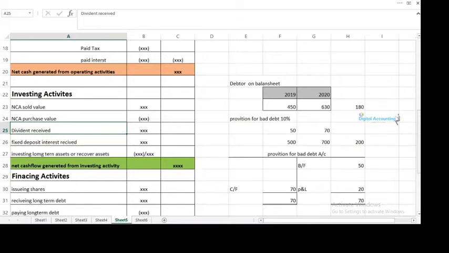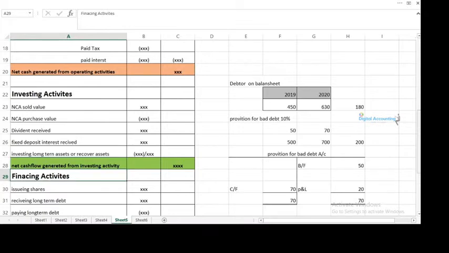The fixed deposit interest. Sometimes you may have more cash than your operations need in your financial position, right? You invest it in banks or some other financing companies, so they will give you interest. That interest is also considered an investing activity, right? Another is investing in long-term assets or recovering assets, any other long-term assets. That is also part of the investing activities. So after adjusting this, you will get the net cash from investing activity. So that is the value.